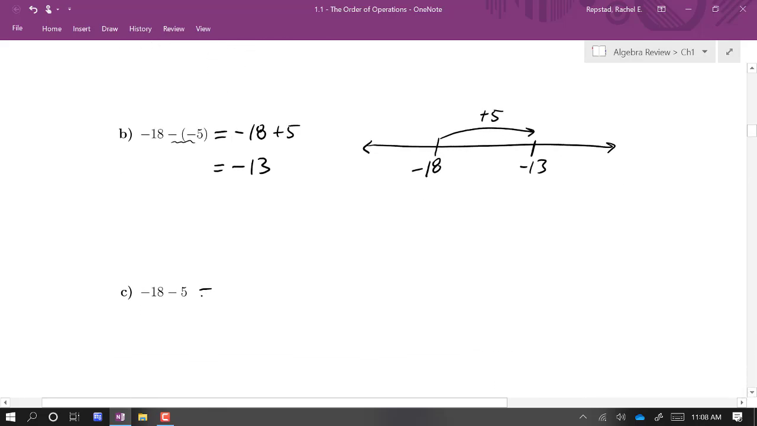And then this problem looks similar to the last one, negative 18 minus 5, but this time I'm subtracting 5. I'm not subtracting negative 5. So negative 18 minus 5 is going to give me a negative 23. Visually, we could think of it as starting out at negative 18. And this time I'm subtracting 5 or adding a negative 5, so I'm going to go back 5 spots. And that puts me here at negative 23.